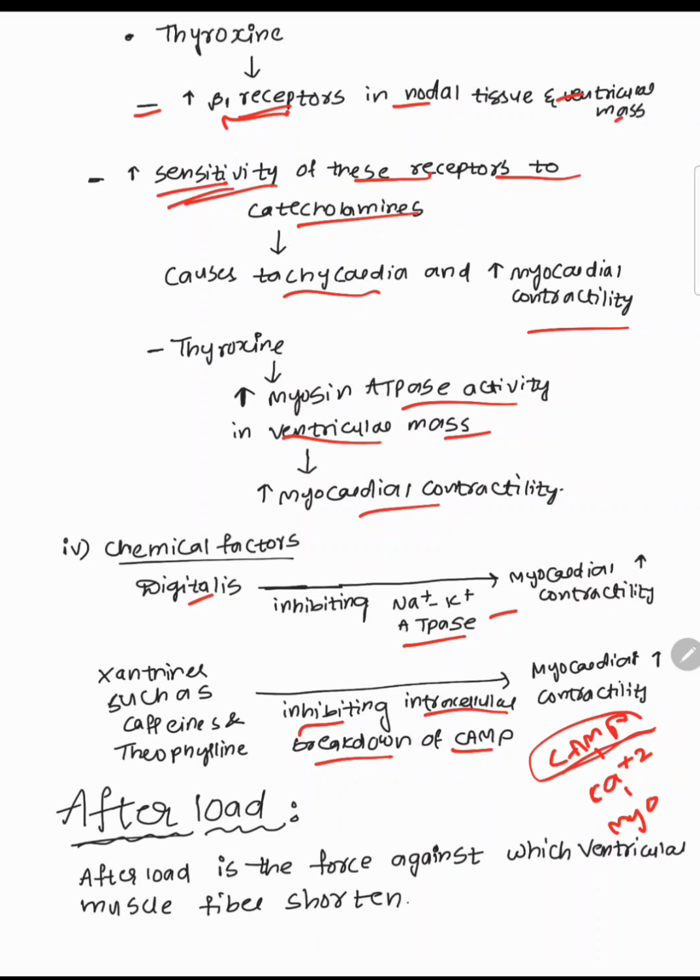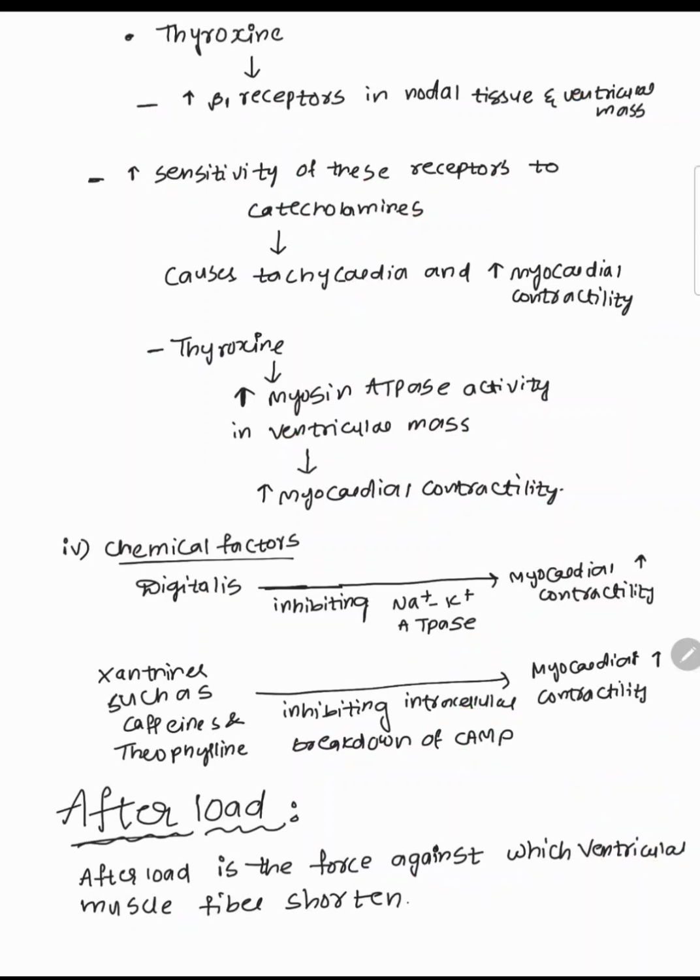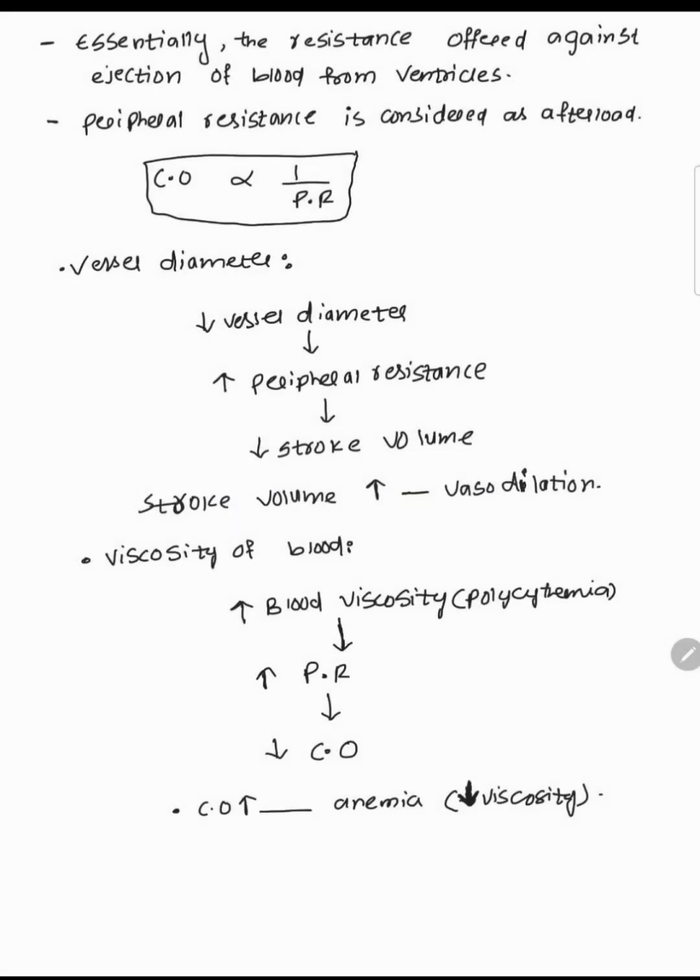Next, afterload. Afterload is the force against which ventricular muscle fibers shorten. Essentially, the resistance offered against ejection of blood from the ventricle is the afterload. It is nothing but peripheral resistance that is considered as the afterload. Afterload is also called peripheral resistance.